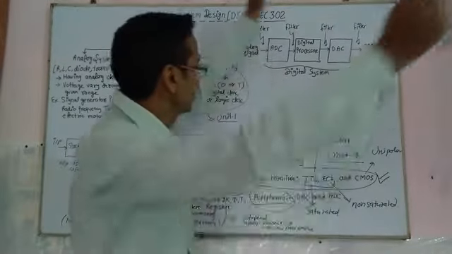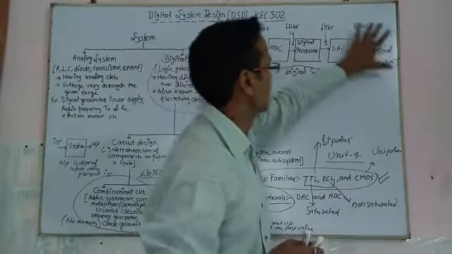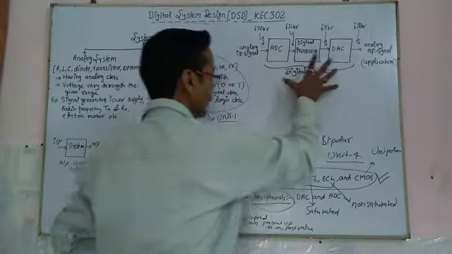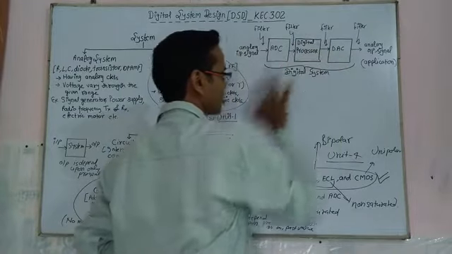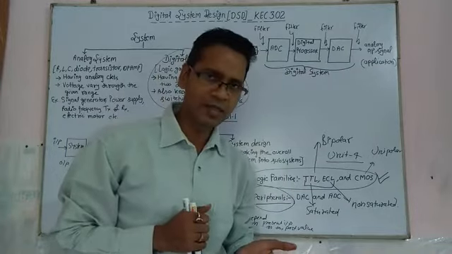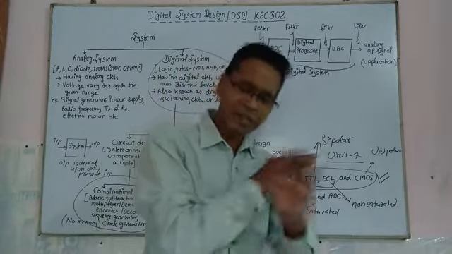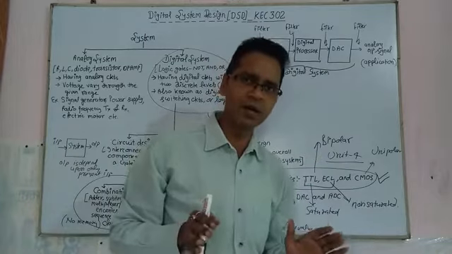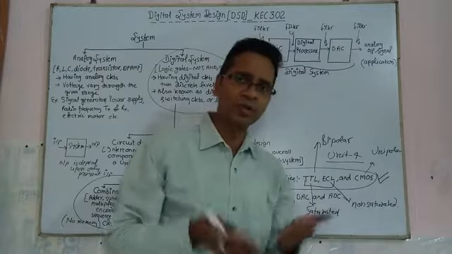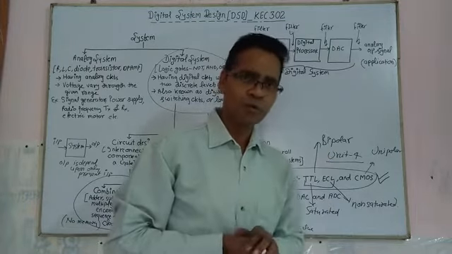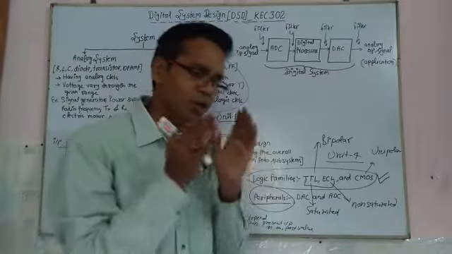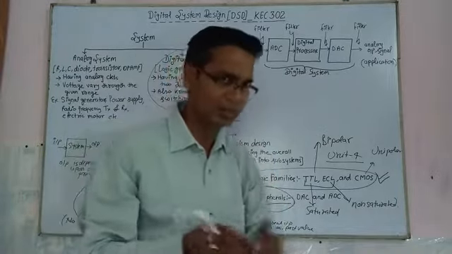Let's see. I will tell you about a digital system. What is a real digital system? A real digital system has a digital processor. This processor works upon digital signals. In the real world, everything is analog. If you want to analyze, design, or find any information, first you have to convert your analog signal into a digital signal.